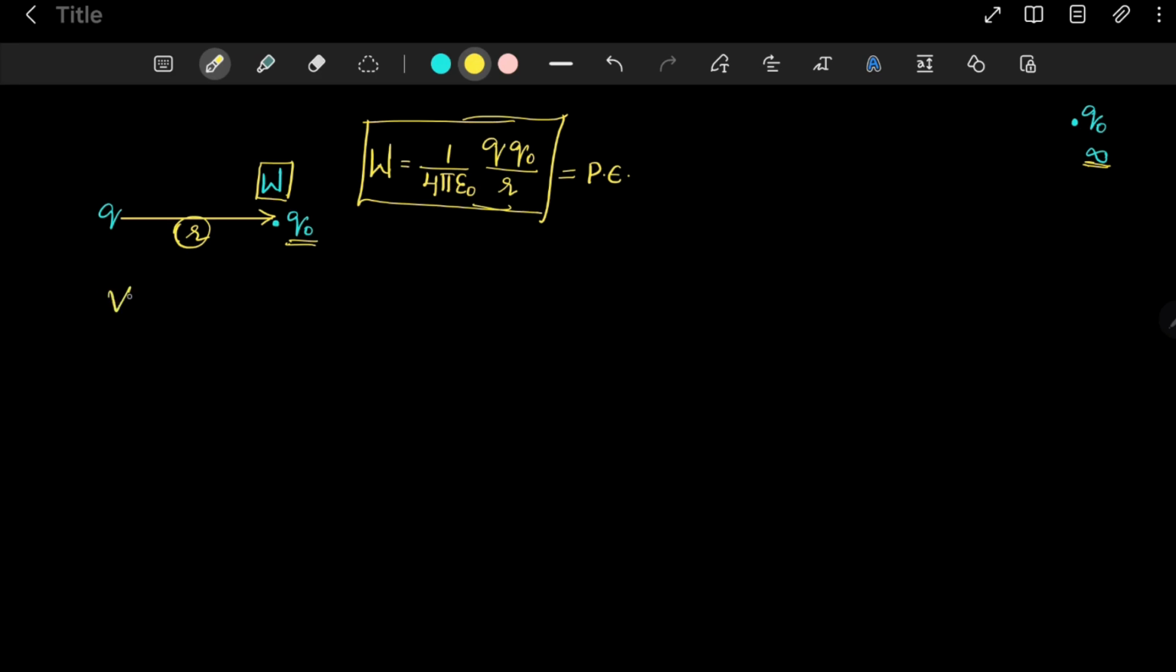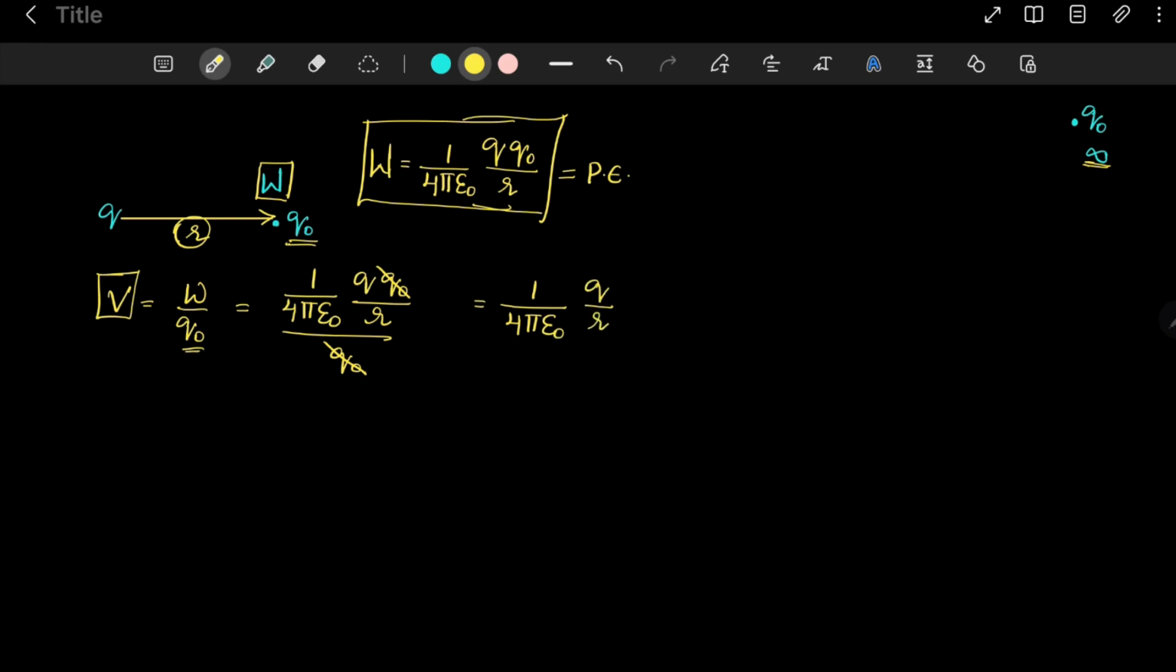Electric potential is represented by the symbol V. V is W by Q naught, and what is that W? 1 by 4 pi epsilon naught, Q into Q naught divided by R, divided by Q naught. Q naught and Q naught will get cancelled. What do you get there? 1 by 4 pi epsilon naught Q divided by R.